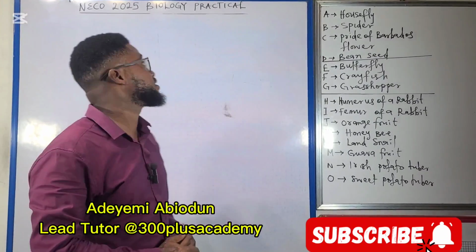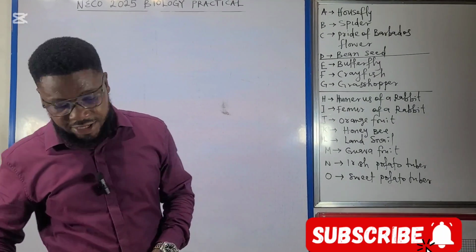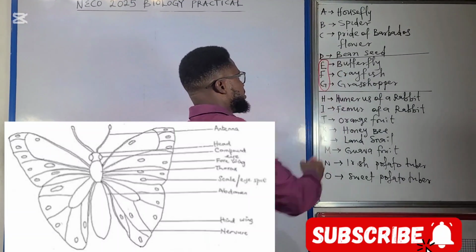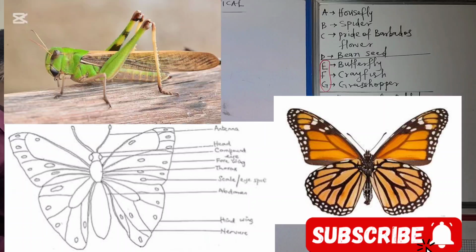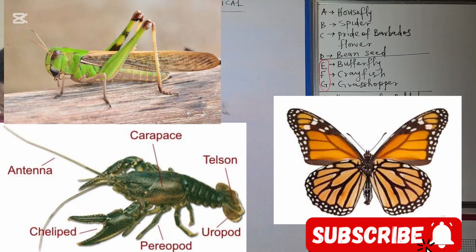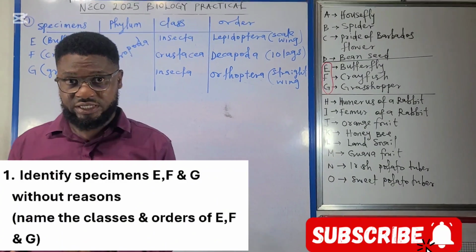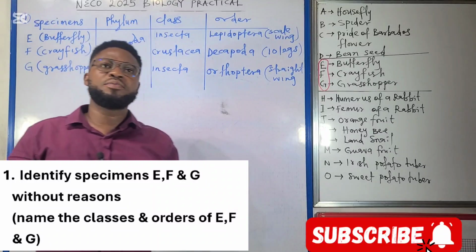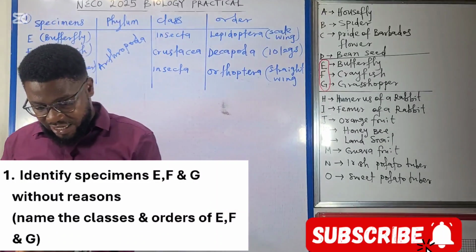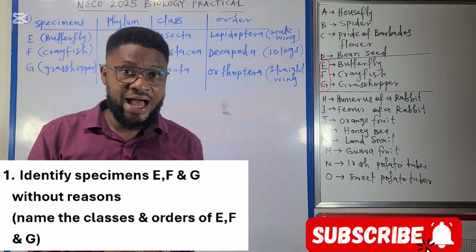Still on the business of NECO 2025 Biology Practical. Let's quickly dive into specimen E, F, and G, talking about butterfly, crayfish, and grasshopper. So, what are the probable questions here? Question 1 says, identify specimen E, F, G without reasons. In another way, we may be told to identify and at the same time classify specimen E, F, G. Probably we should state their class or their order.